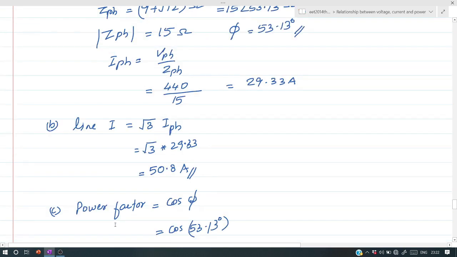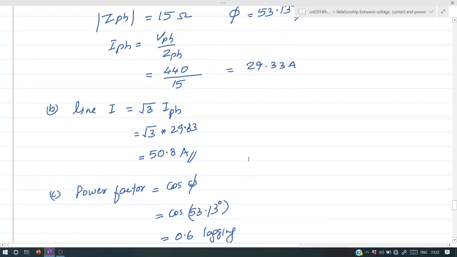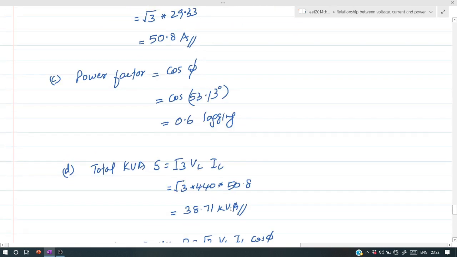Next thing is power factor. Here power factor angle is already got from this polar form representation of impedance per phase, that is 53.13. Cos of this angle gives power factor and it is obtained as 0.6. As reactance is available, it is lagging power factor. Next one is the kVA.